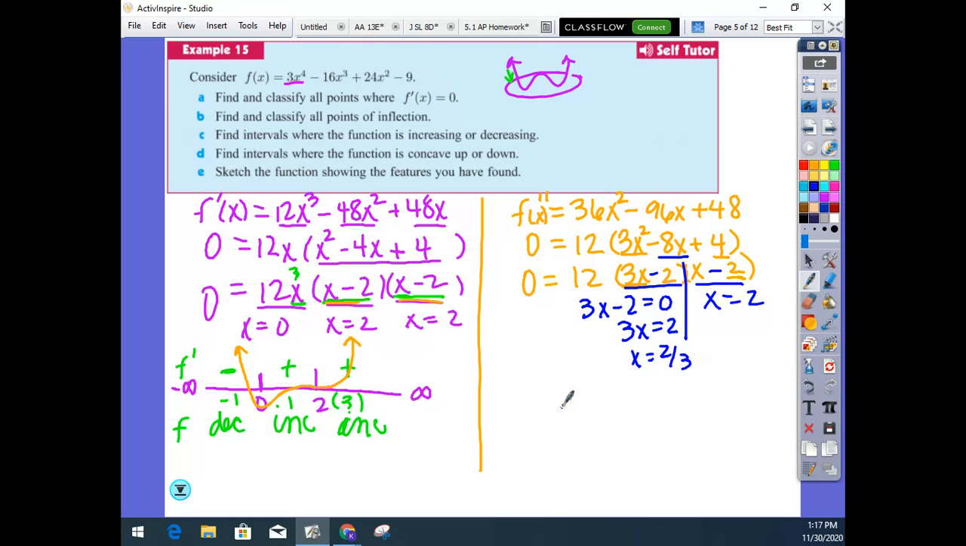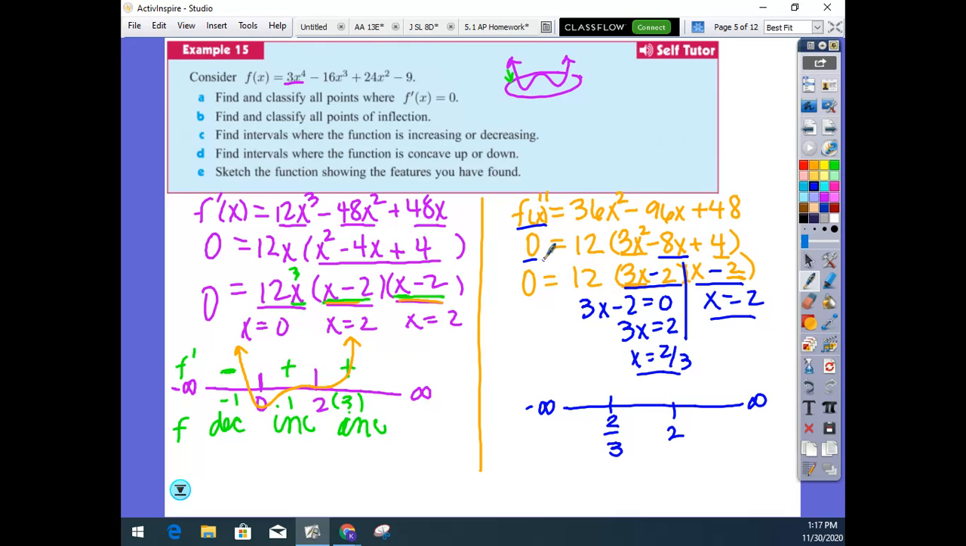Okay, so now we're going to make our sign chart. So we're going from negative infinity to infinity. We're going to put on 2/3 and 2. Those are my 2 values that make my second derivative equal 0.